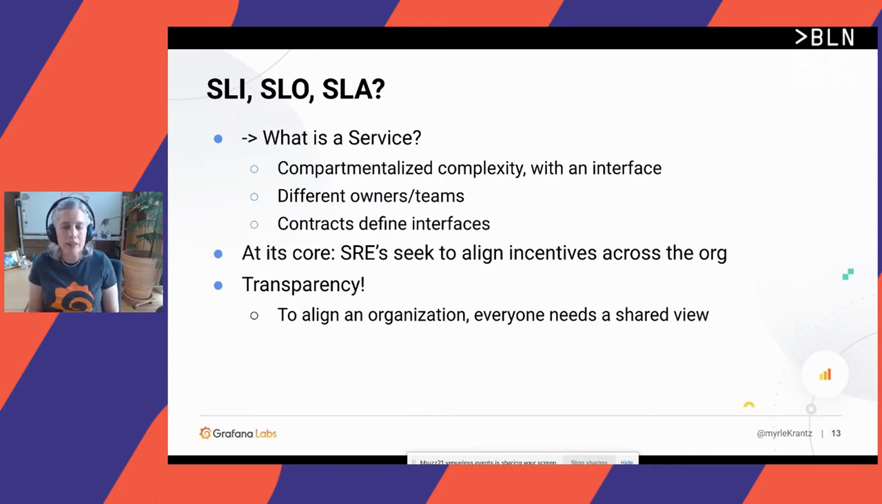In this context, SREs are trying to align incentives across the organization. And they're trying to do this across services, each of which may have different owners, different teams, but have contracts that define their interfaces. And they're doing this across organizations that include developers, operational people, and product managers. And each of these people may be focused on different aspects of the performance of their system. So what putting out these common indicators does is it helps to align the incentives if you get the right indicators. And then once you have an indicator, you can get everybody looking through the same window. They need a shared view so that they can all be seeing the same thing and reacting to the same information.